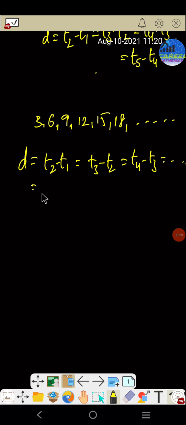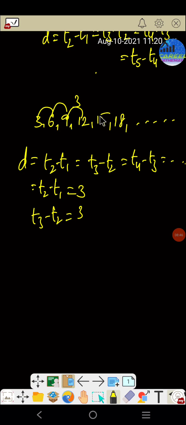First find out T2 minus T1. T2 minus T1 is equal to second term minus first term, 6 minus 3, 3. That means T3 minus T2, third term minus second term, 9 minus 6 also 3, 12 minus 9 also 3, 15 minus 12 also 3. That means the common difference is the same. So that's why 3, 6, 9, 12, 15, 18 is in arithmetic progression. Is it clear? Yes.